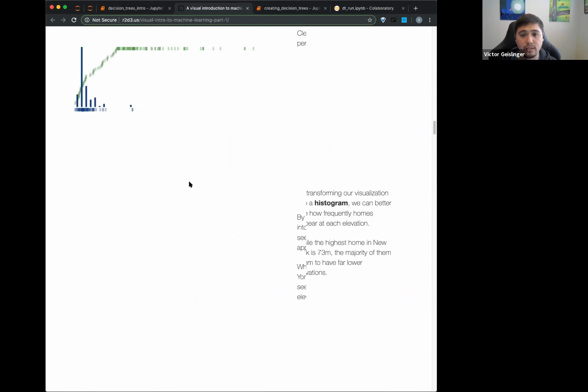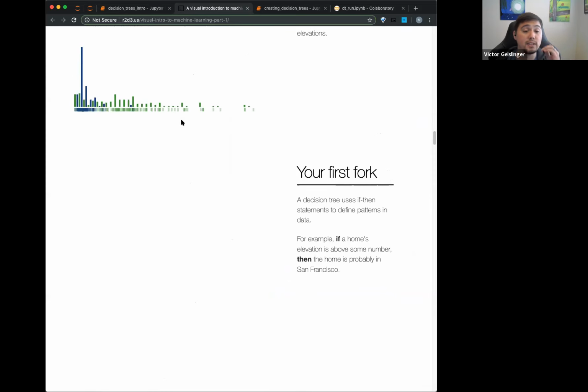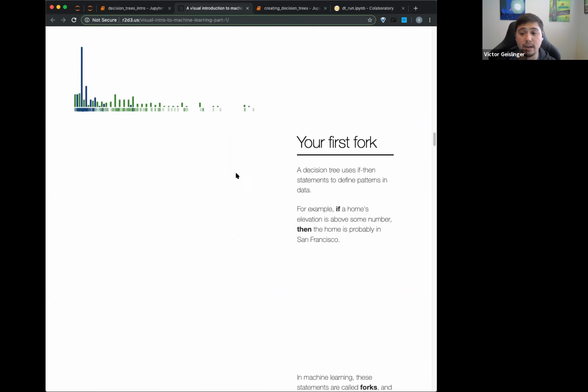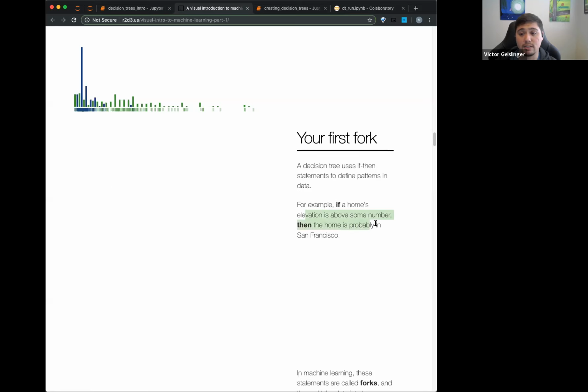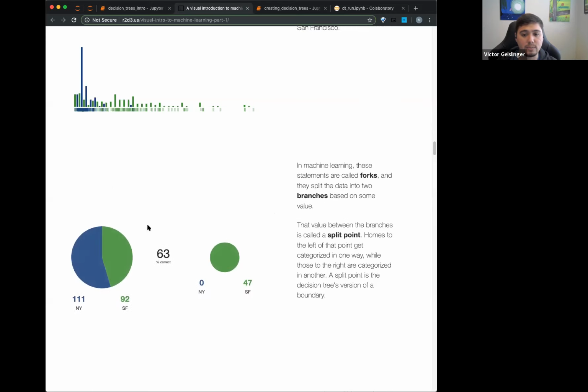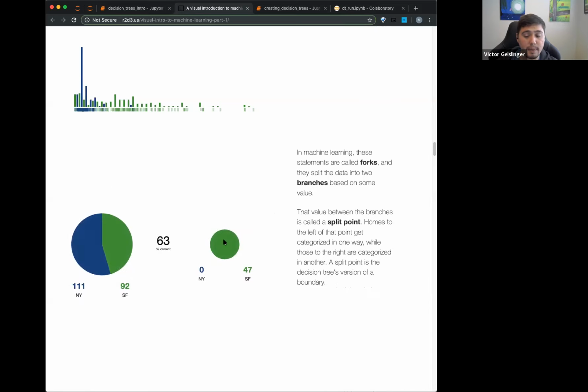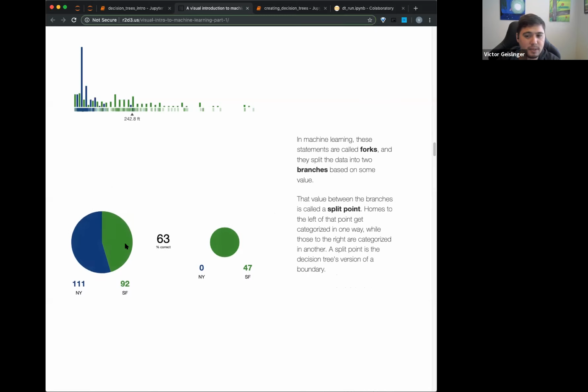So we take all these data points, and you can see this distribution in here. And what they do is, okay, we have all these data points, let's go ahead and split them up, essentially, on some metric. For example, it says if a home's elevation is above some number, then the home is probably San Francisco. So we saw before that a certain elevation is basically like, oh, this is probably SF. I scroll down here, and if we did just the elevation, we would get about 63% over here, where everyone's above a certain elevation, and we would get all SF. But then we still have a mix over here, so we want to split this up even more.